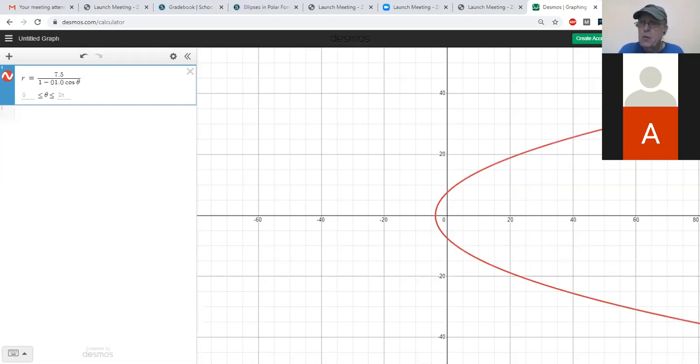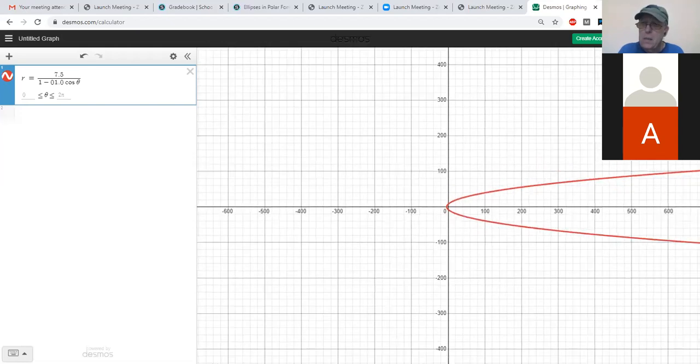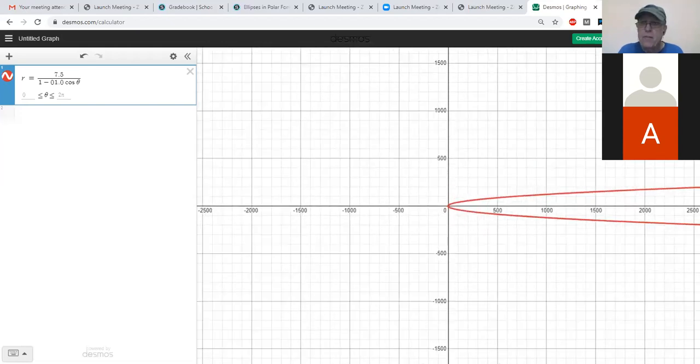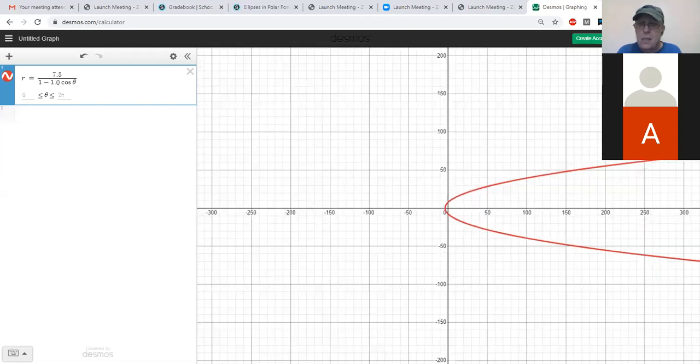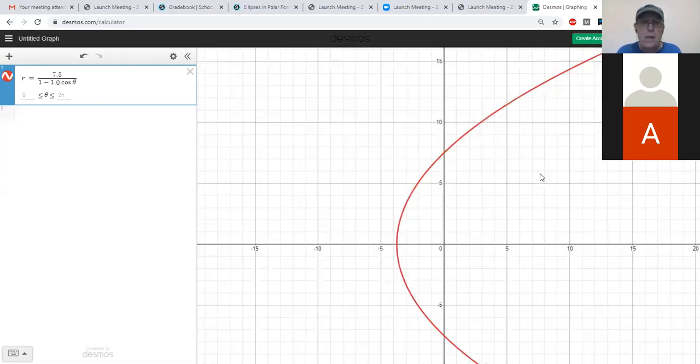Okay, and let me zoom out a bit. Ooh, now it looks like it's stretching forever. Okay, now that's kind of weird, right? Let's zoom back in. There. Okay, now I'm going to change this to 1.1 and zoom out a bit.